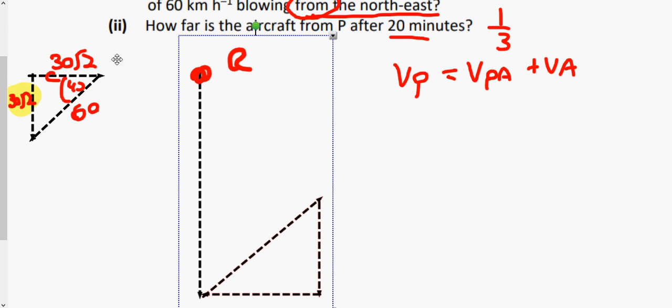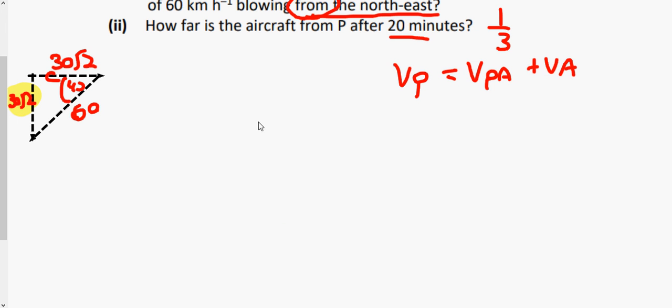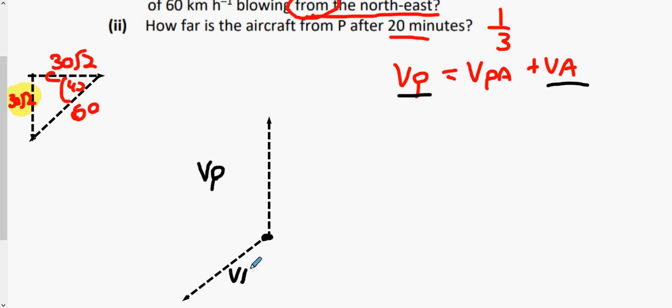I'll just get rid of this. You want to go directly north, don't you? That's phi p. Right? Phi a is what? What direction is phi a going in? Southeast, right? So that's phi a. Everybody cool with that being phi a? That's phi a. That's phi p.